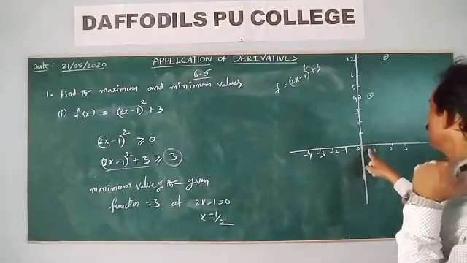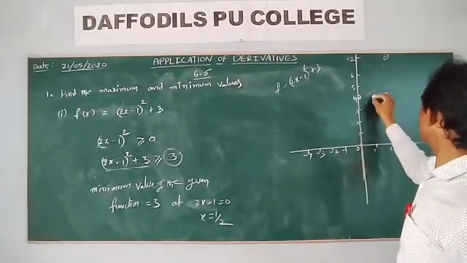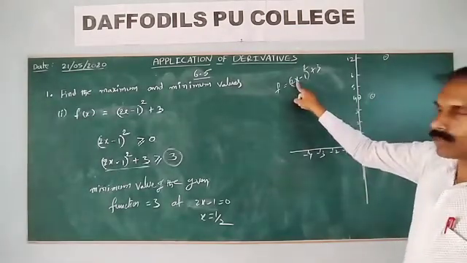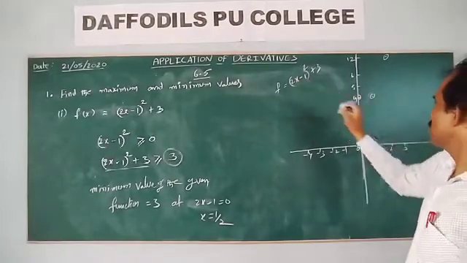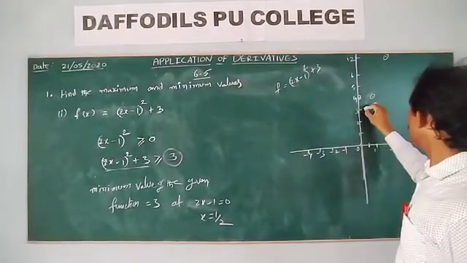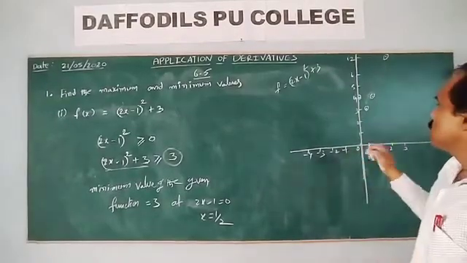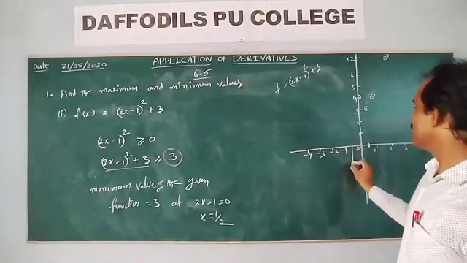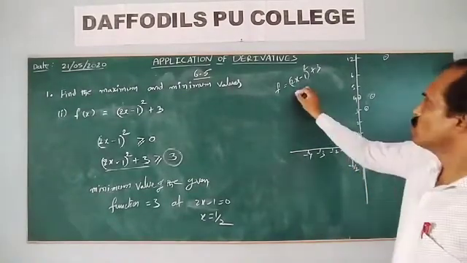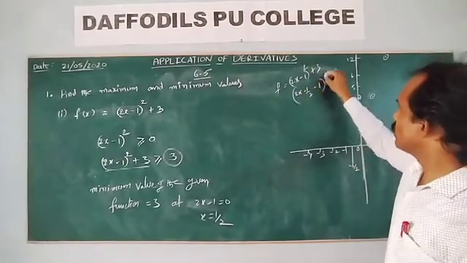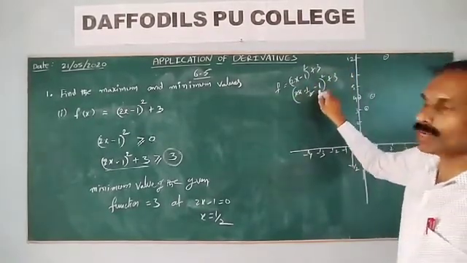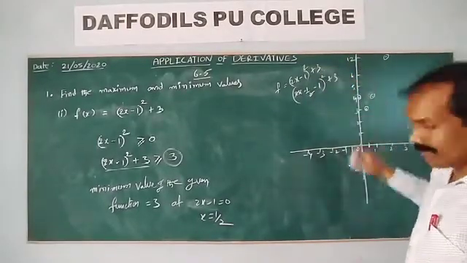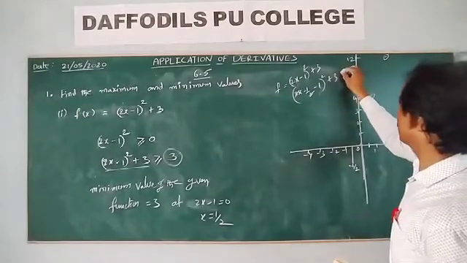If x is equal to 1 by 2, at x is equal to 1 by 2, the 2s cancel, 1 minus 1 is 0, so the value is 3. Right. Take x is equal to minus 1 by 2. 2 into minus 1 by 2 minus 1, whole square plus 3. The 2s cancel: minus 1 minus 1 is minus 2, minus 2 whole square is 4, plus 3 is 7, approximately here.